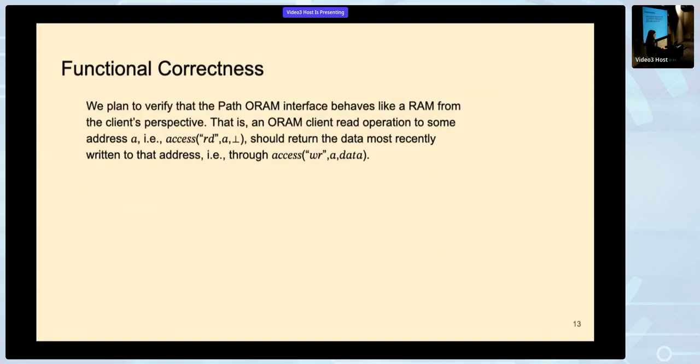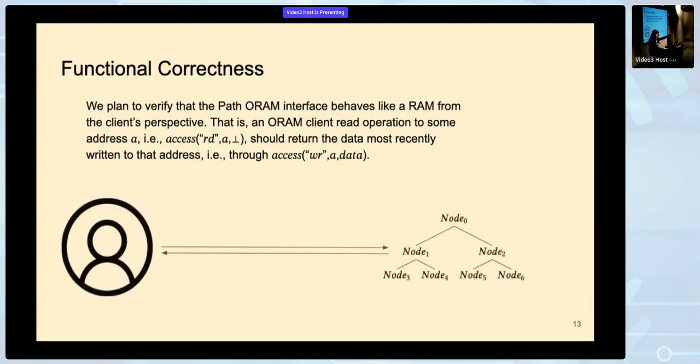First, functional correctness. What do we mean by we can prove the functional correctness of Path ORAM? So here we show that a Path ORAM client read operation to some address with this access function should return the same data that was most recently written to that address. So same example: the sequence it writes to the tree should be the same it reads back from it.